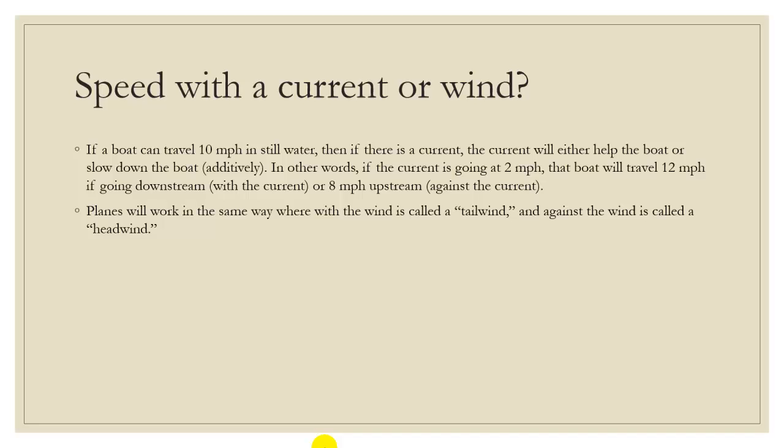then the boat will be traveling a total of 12 miles per hour, just 10 plus 2. And if the boat is traveling upstream or against the current, then it would be 10 minus 2, so 8 miles an hour. If there's a plane question, it works the same way. A plane going with the current is said to have a tailwind, and against the current, or wind I should say, would have a headwind. All right, so let's go back to our question.